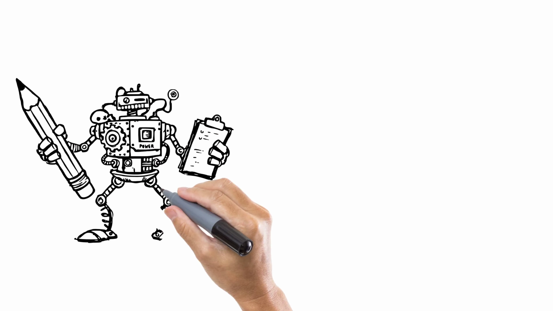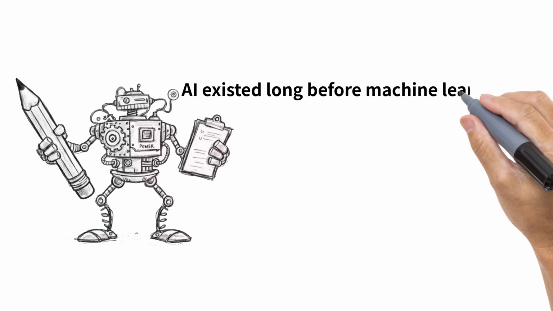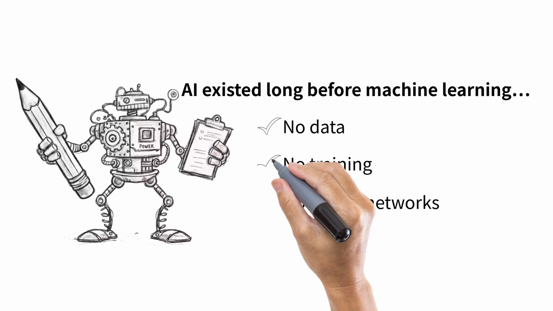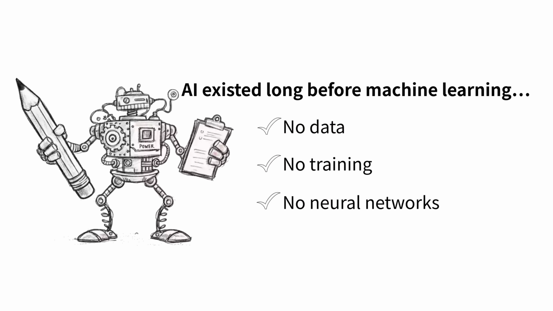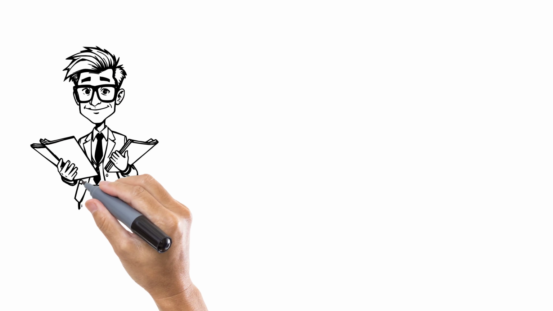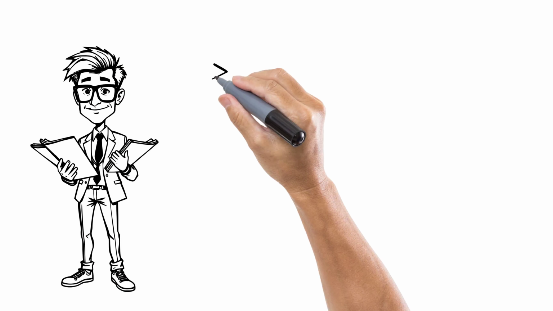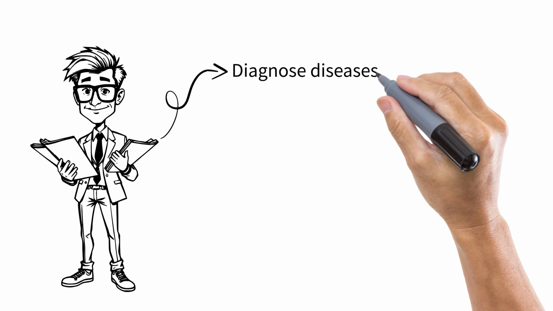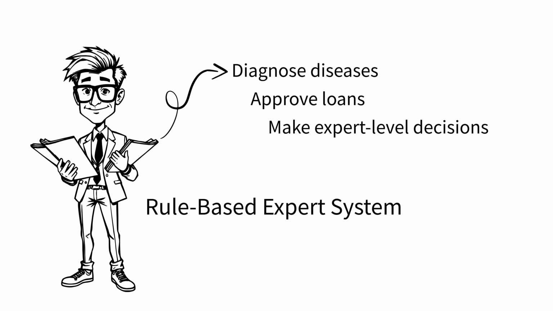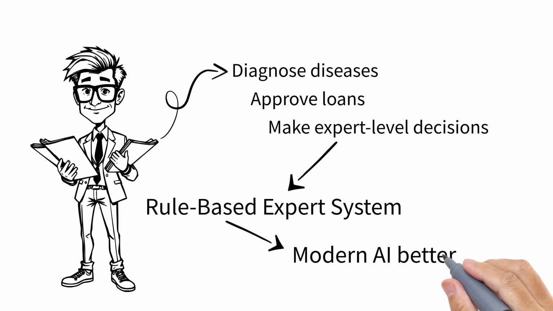What if I told you that AI existed long before machine learning and it didn't learn anything at all? No data, no training, and no neural networks. Yet, it could diagnose diseases, approve loans, and make expert level decisions. This was called a rule based expert system, the original form of artificial intelligence. And understanding it will actually make you understand modern AI better.